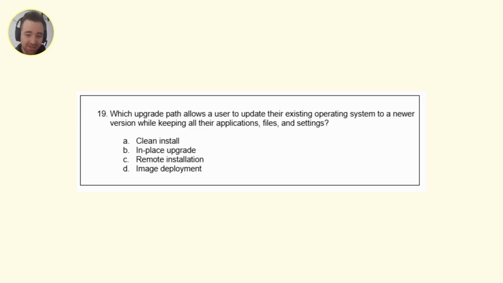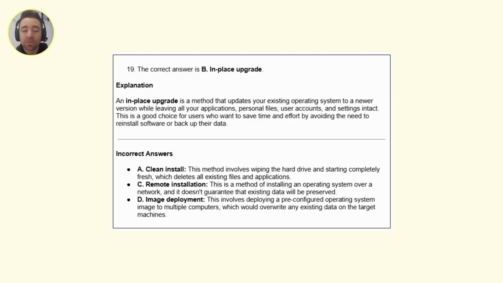The question reads, which upgrade path allows a user to update their existing operating system to a newer version while keeping all their applications, files, and settings? Is it A, a clean install, B, an in-place upgrade, C, a remote installation, or D, image deployment? Your answer coming in 3, in 2. Please pause the video if you need more time. In 1, here we go. It is B, an in-place upgrade.